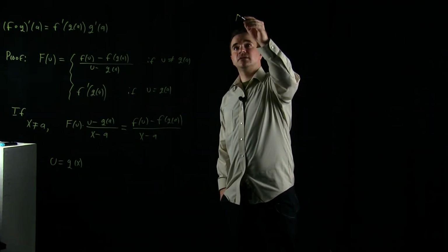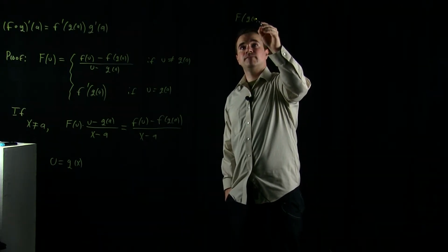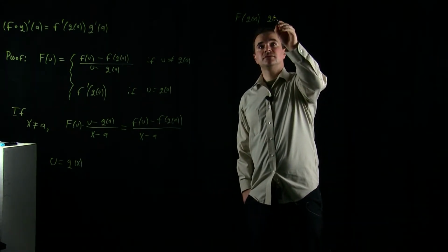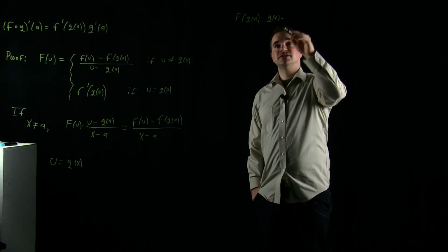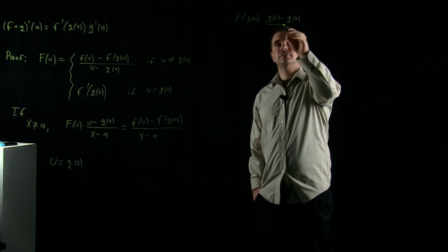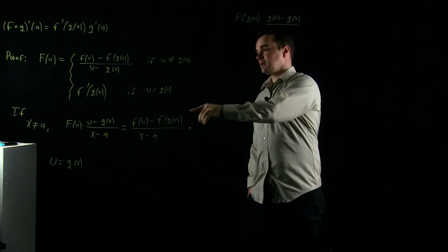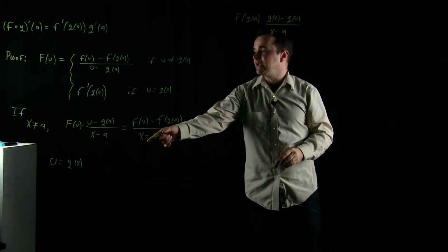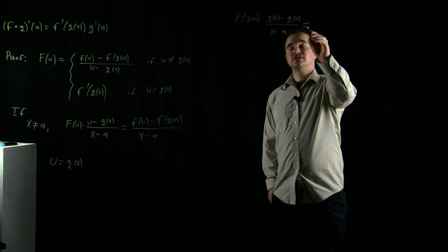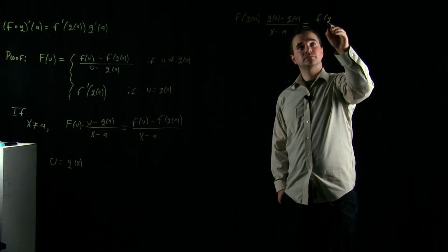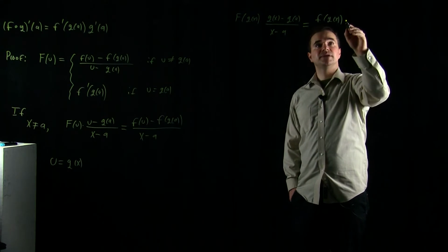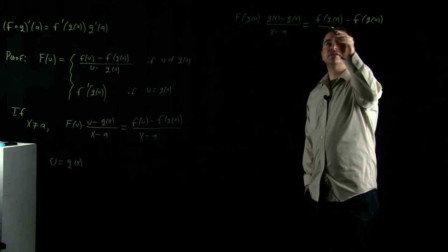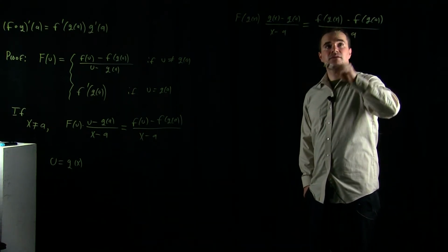And after making that substitution, here's what I get. I get capital F of g of x times g of x minus g of a, all divided by x minus a. So I'm just recopying this equation downstairs, but making the substitution u equals g of x. And this is equal to f of g of x minus f of g of a, everything divided by x minus a.